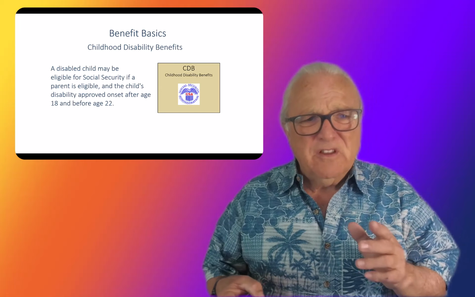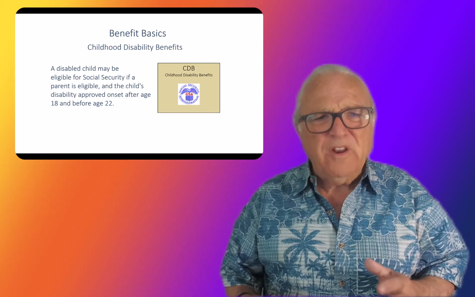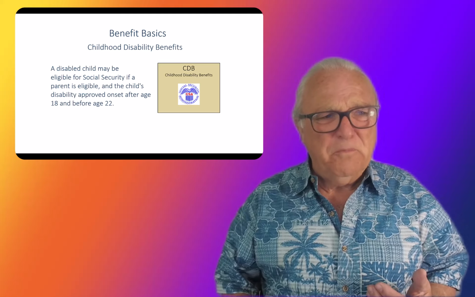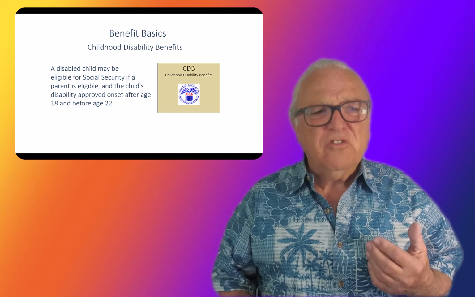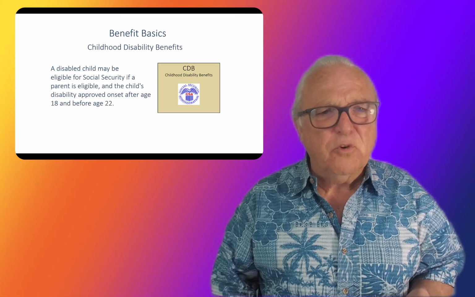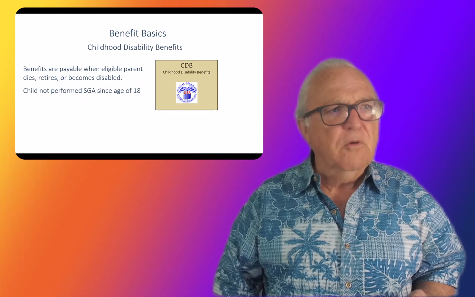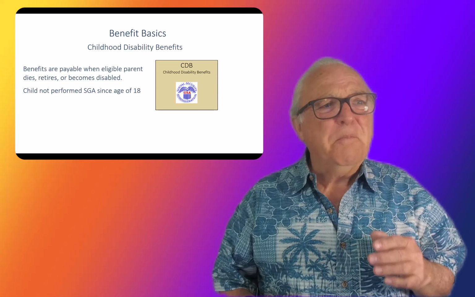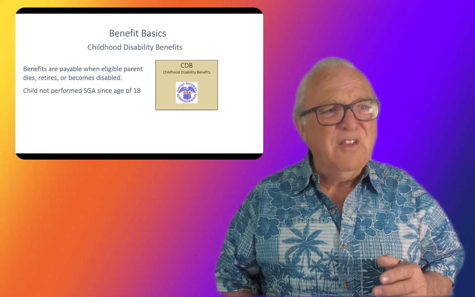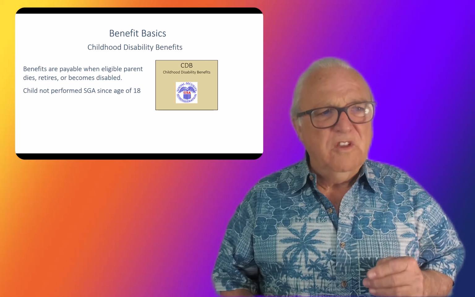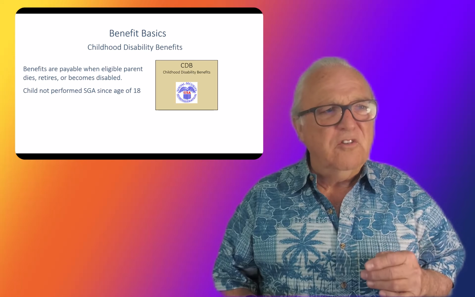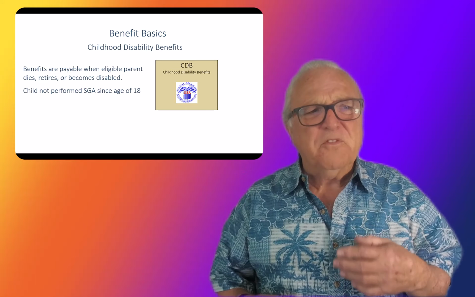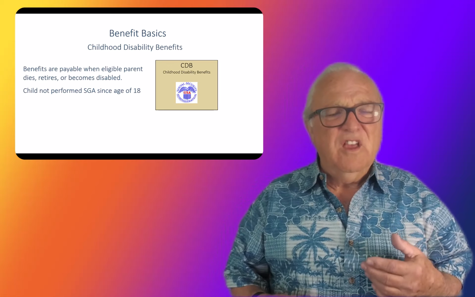For some of the clients I have that have children that are somewhat in the marginal area, I usually suggest trying to get them qualified for benefits before the age of 22 so we can get this adjudicated, because this program is so valuable. Under the Childhood Disability Benefits Program, benefits are payable upon the parent's death, retirement, or receiving some sort of disability. And the other limitation is they cannot have performed substantial gainful activity since the age of 18.